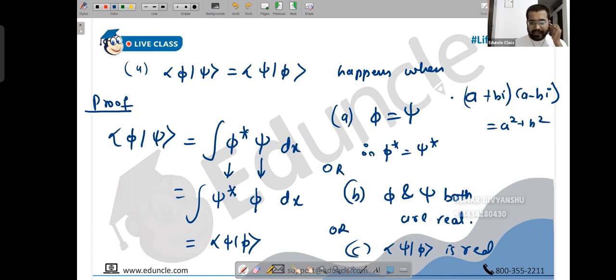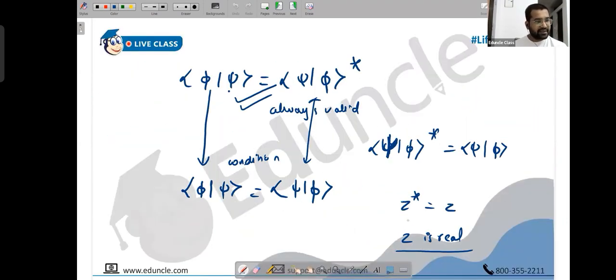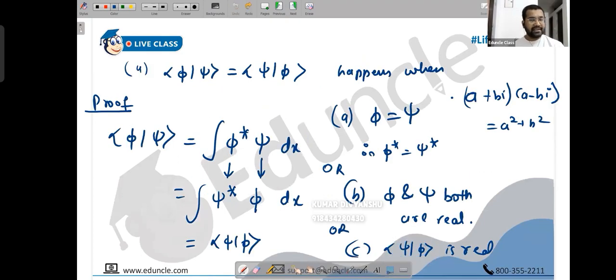So no, this is not a condition. Cancel B. I mean, B is a special case of this case. I repeat: when is Z equal to Z star? When Z is real. So if this is equal to this star, it means this whole term is real. The product of psi and phi is real. Suppose this is your psi vector and this is your phi vector. If you calculate the product of them, you get a real value.